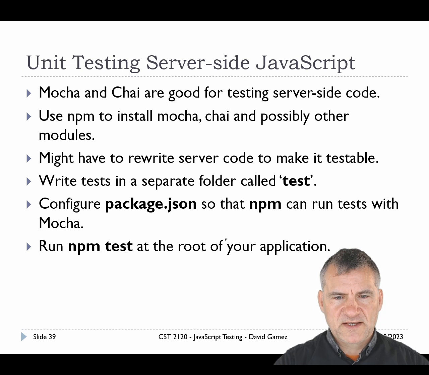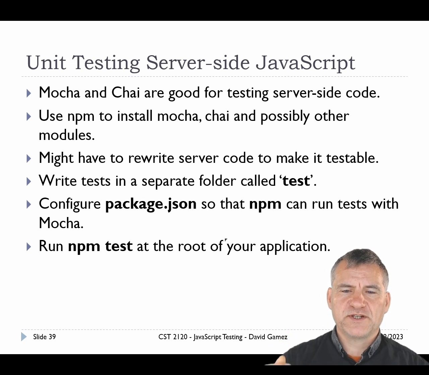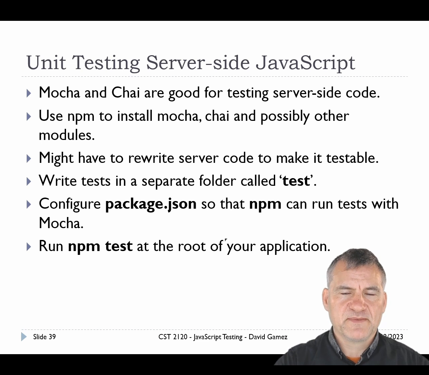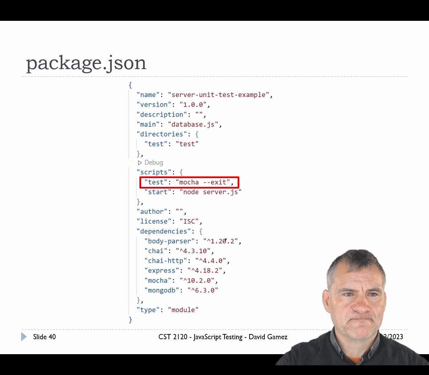So again, we create a separate folder called tests and put those tests in there. And to make this work on Node, we need to configure package.json so that npm can run the tests with Mocha. And then once we configure package.json, we can just type npm test at the root of the application, and it'll run those tests and display the results for us.